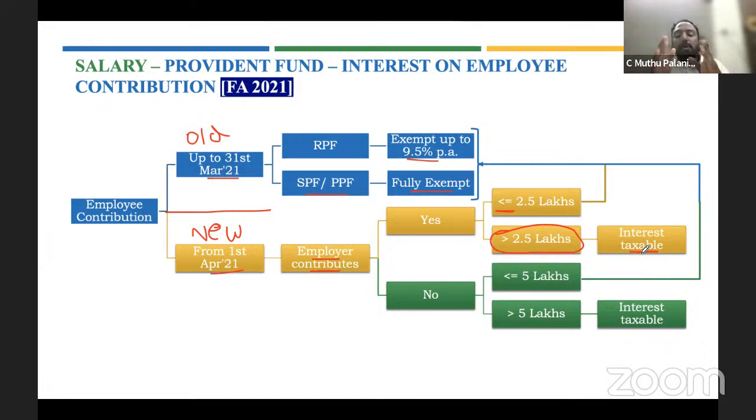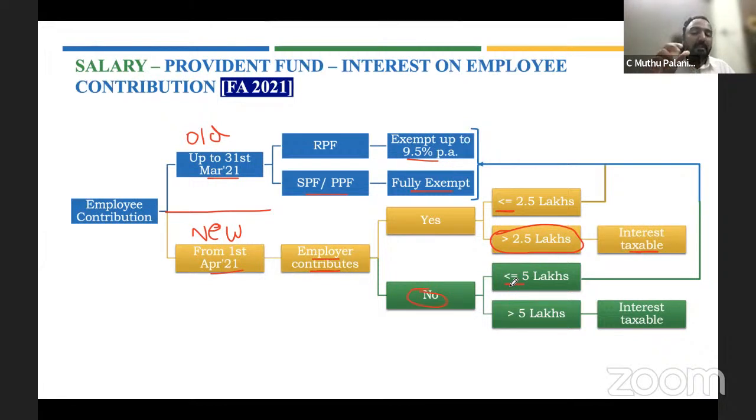And what about when employer does not contribute? What happens when employer does not contribute? The limit goes to 5 lakhs. In the 2.5 and 5 lakhs, 2.5 lakhs represents your basic exemption limit. The tax rate of the first slab is 2.5 lakhs. What is the next slab? 5 lakhs. So if employer contributes, it is 2.5 lakhs. If employer does not contribute, it is 5 lakhs. So please remember the differentiation.